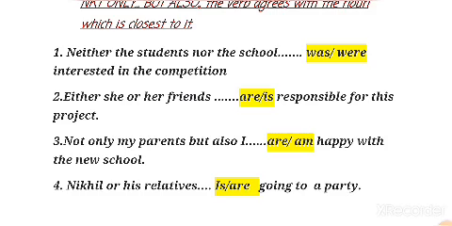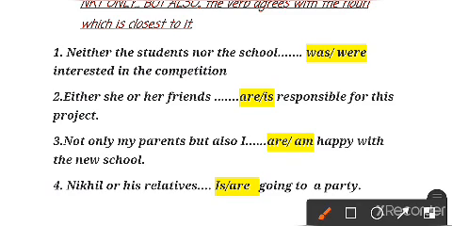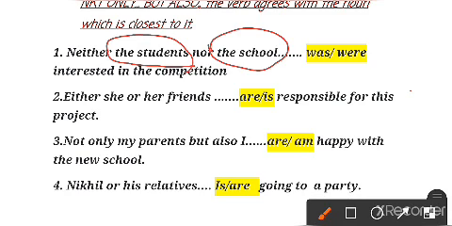First is, neither the student nor the school. Here you can see that there is one subject, and then there is another subject. So according to the rule, what will be the answer, was or were? Do answer fast. I'm giving you time, you can think about your answer, and then write it in your comment box. Second, either she or her friends, is or are? One subject is she, and the other subject is her friends. What would be the answer?